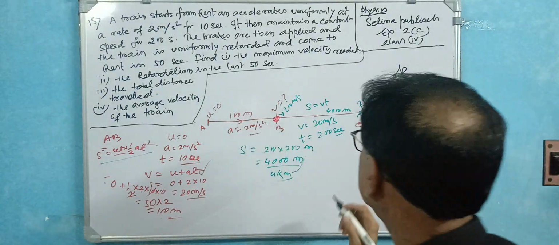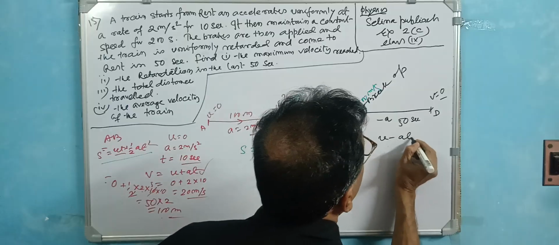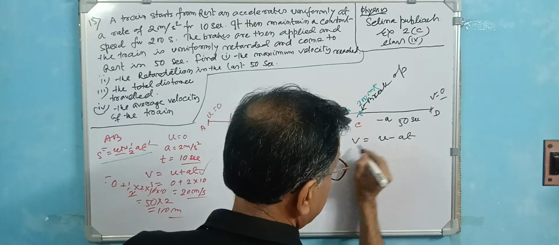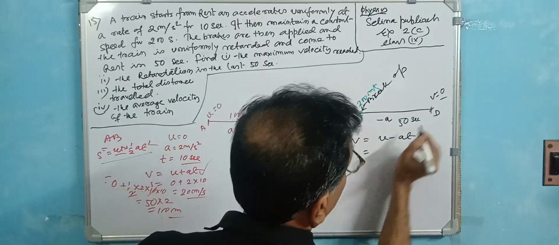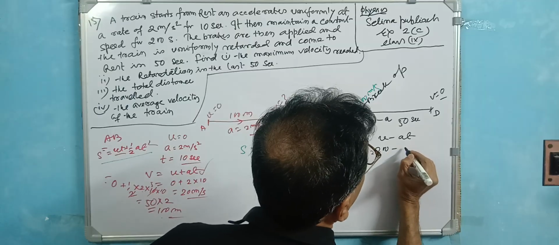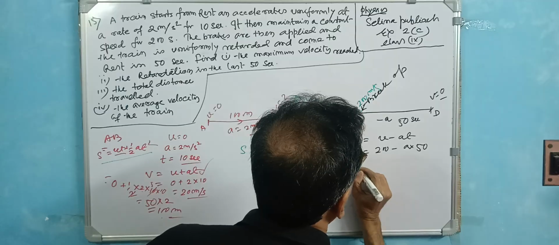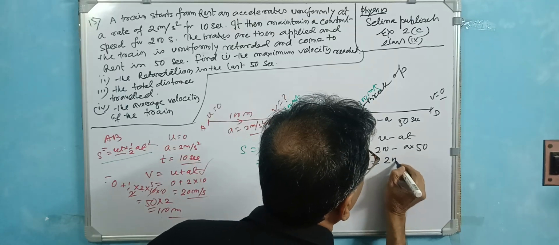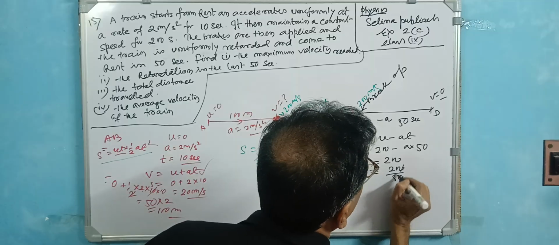Now what is the acceleration or retardation? V is equal to U minus a t, retardation. V is 0, U is 200, a we don't know and t is 50. That means 50a is 200. So a is equal to 200 by 50, which is 4.